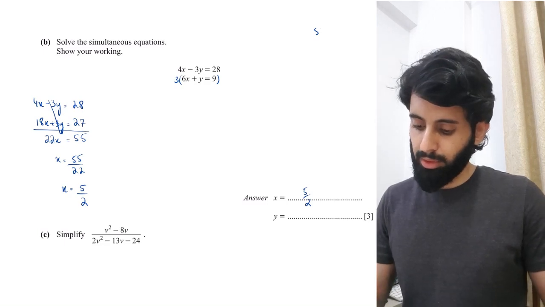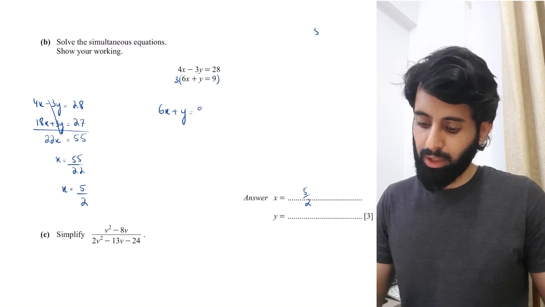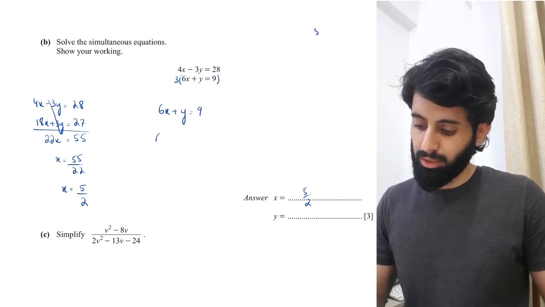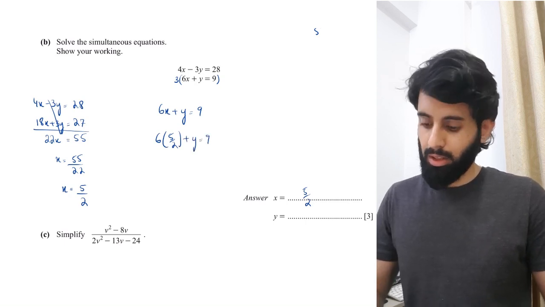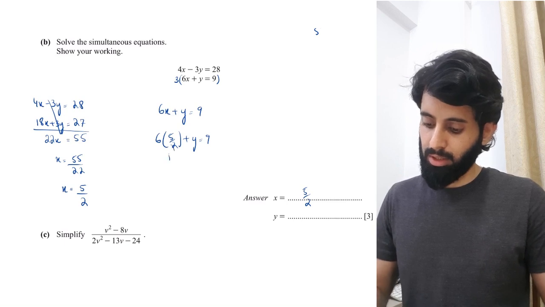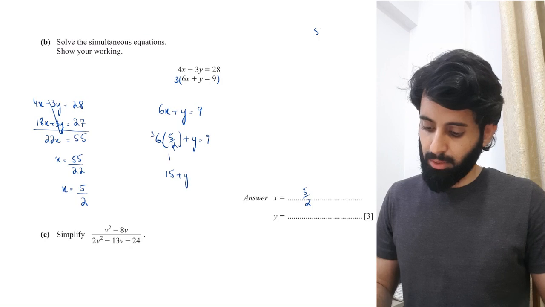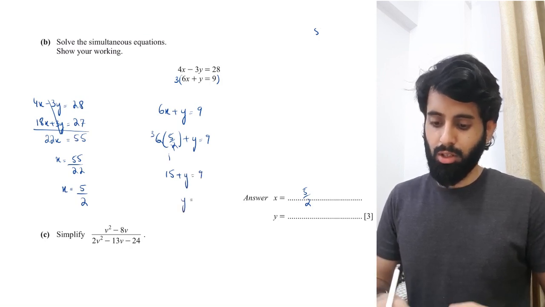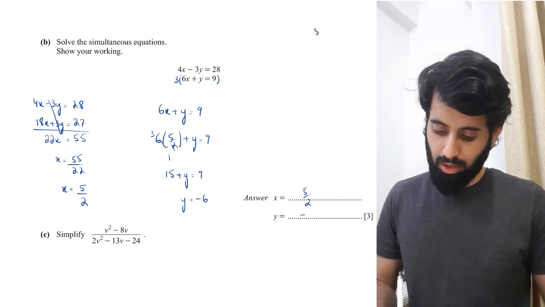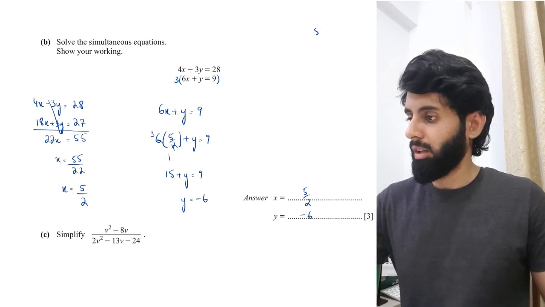Let's use the simpler of the 2 equations. So I'm going to go with the second one, which is 6x plus y equals 9. So 6 times 5 upon 2 plus y equals 9. So let's make y the subject. 2 3s are 6, so 3 times 5 is 15, plus y equals 9. y equals 9 minus 15, which turns out to be minus 6. So there you go. Let me see if that's correct.